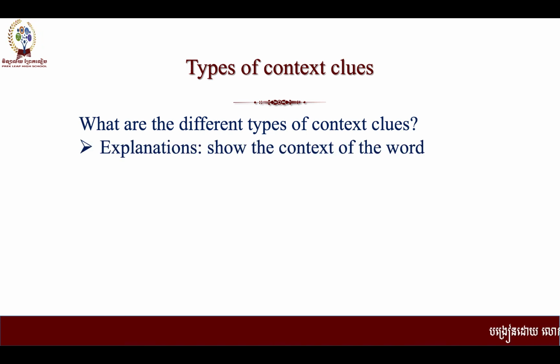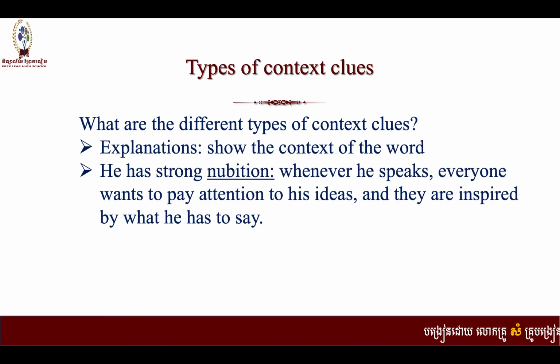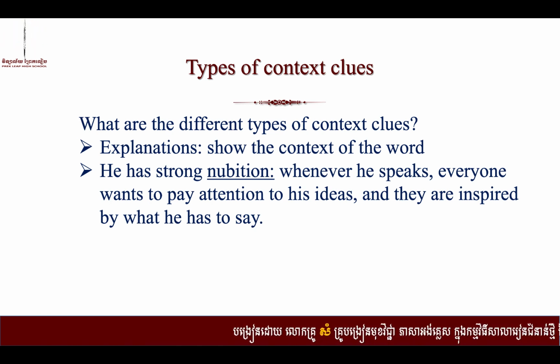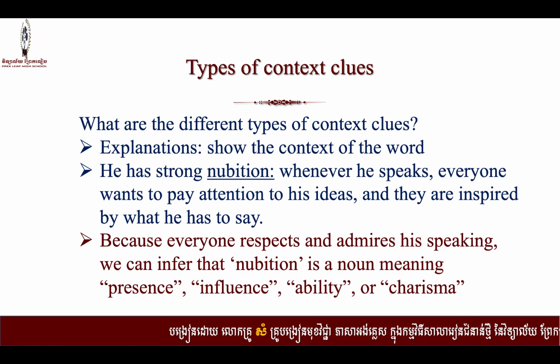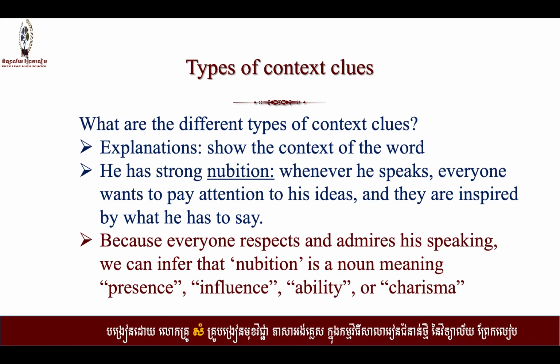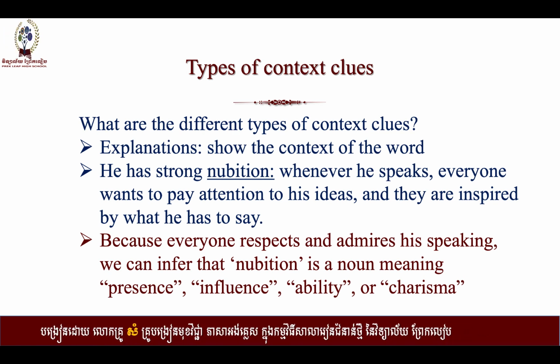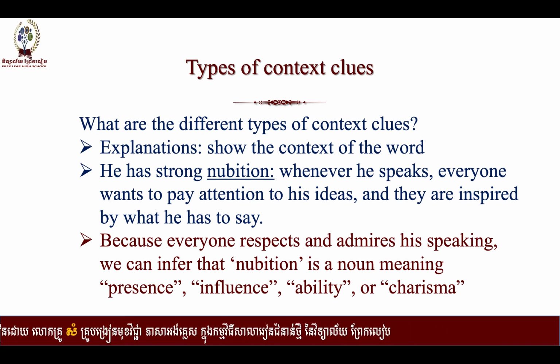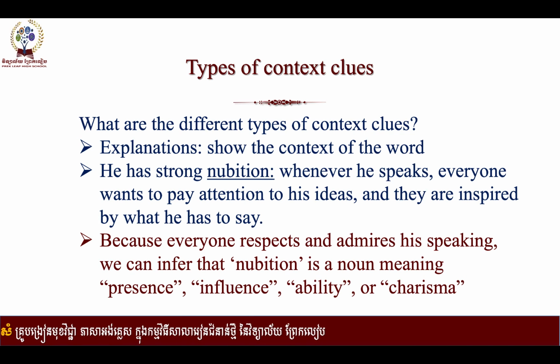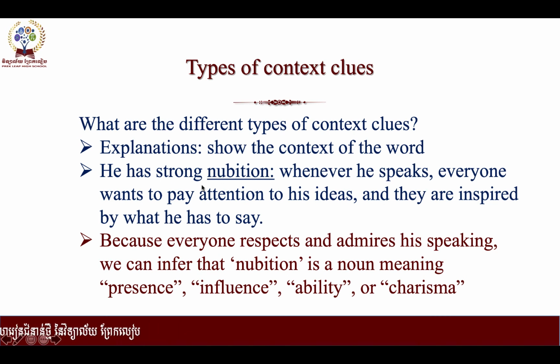Another type of context clue is explanation as well. Here's another example. He has strong nubition. Whenever he speaks, everyone wants to pay attention to his ideas and they are inspired by what he has to say. Because everyone respects and admires his speaking, we can infer that nubition is a noun meaning presence or influence or ability or charisma. We don't know what nubition means, but based on what happens when he speaks, we probably think that nubition has this meaning.